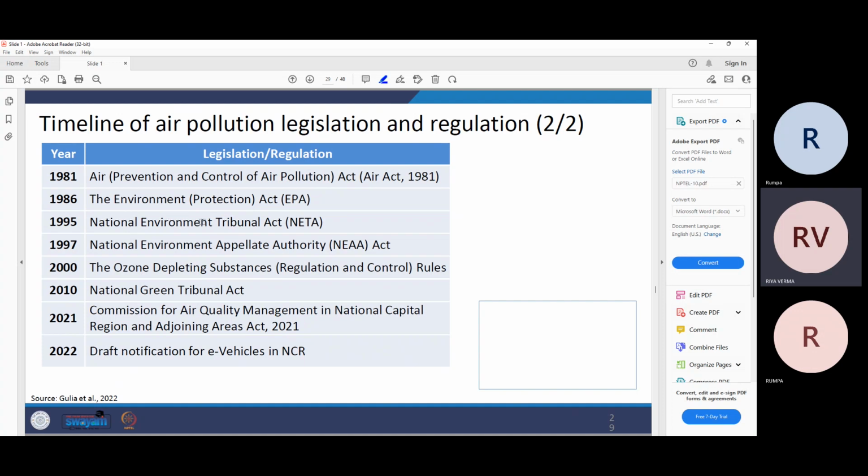Then National Environment Tribunal Act 1995, 97 National Environment Appellate Authority Act, 2000 Ozone Depleting Substances Rules, 2010 National Green Tribunal Act, 21 Commission for Air Quality Management in NCR region, National Capital Region, and adjoining areas. This commission is the recent one, that is in 2021, and after that in 2022 draft notification for e-vehicles in NCR was there.